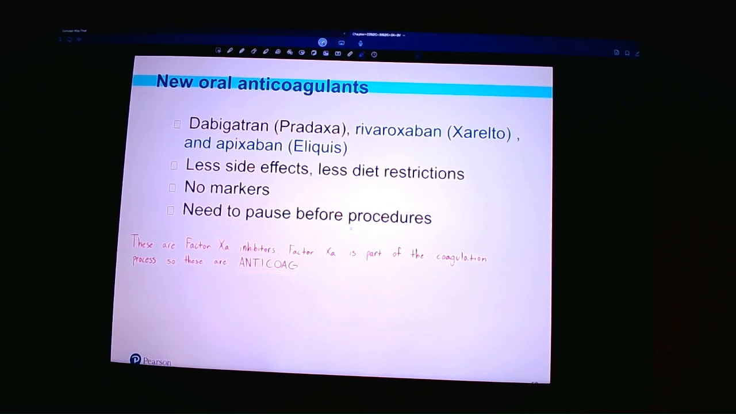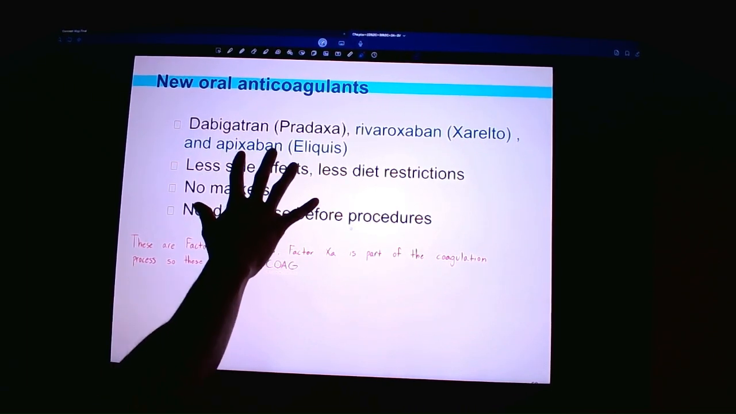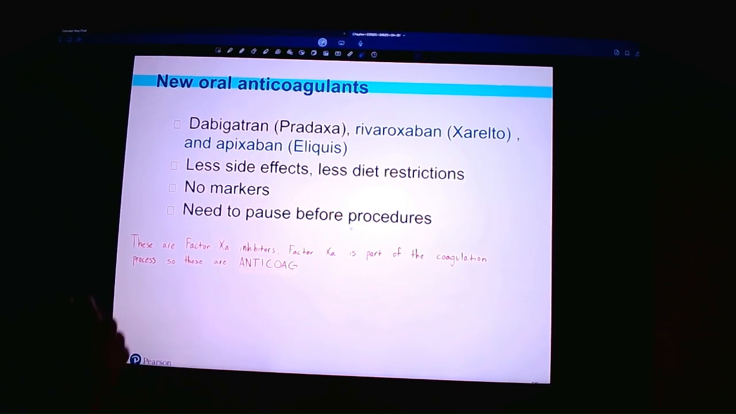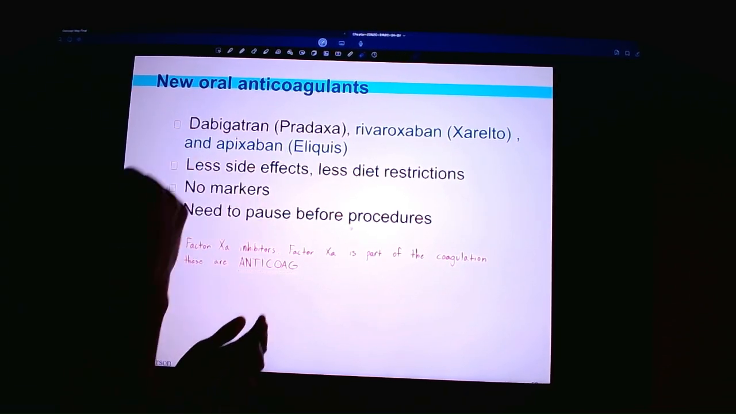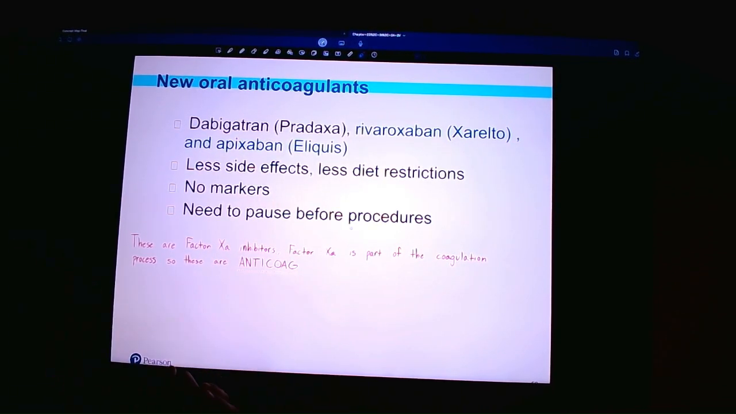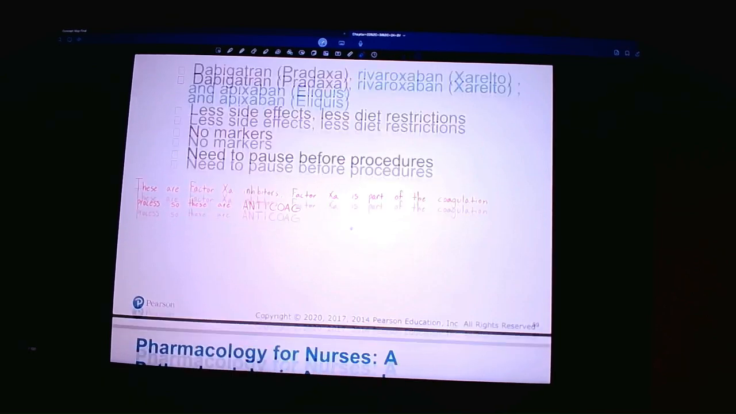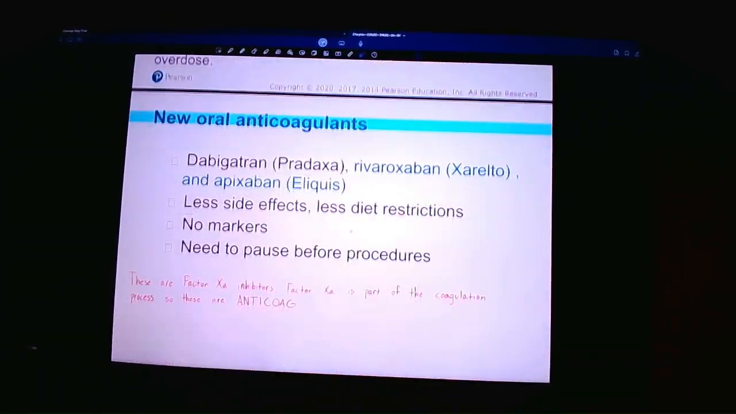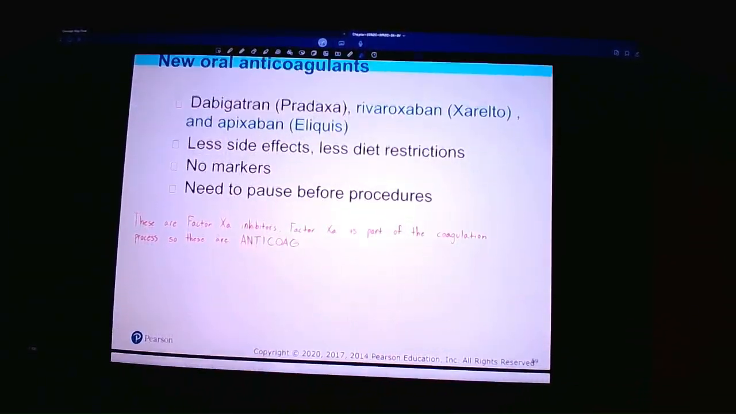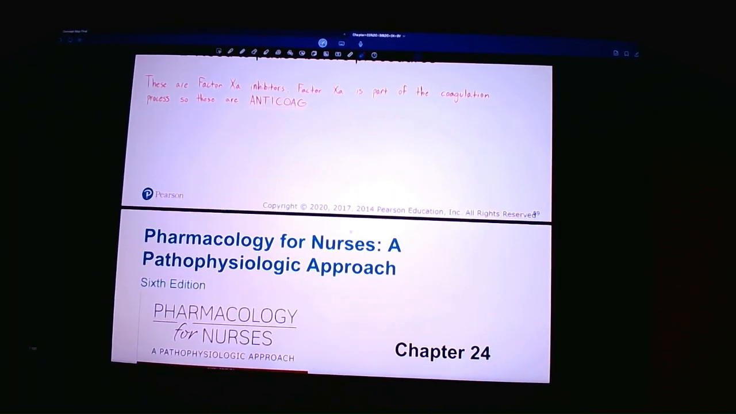It's a little hard because it doesn't fully clarify that, but at least we need to know when you have factor XA banned, right? Apixaban, rivaroxaban, right? Xarelto. You need to pause before any procedures, just like how you need to pause with Plavix, like 5 days before any medical procedures or surgeries. And that's really it. Hopefully it was clear. Hopefully things got situated, and we'll just move on to the next one. And that's it.